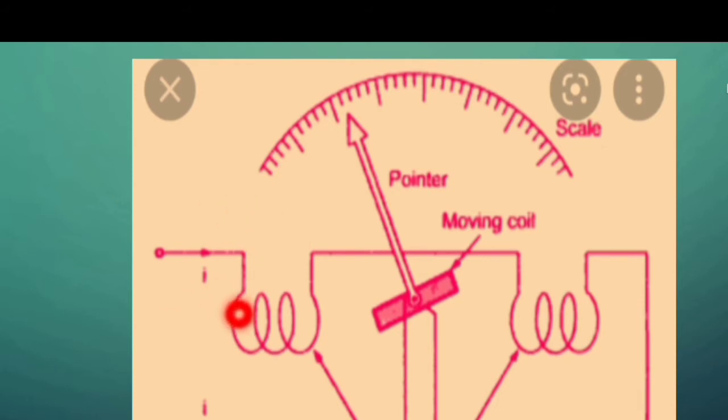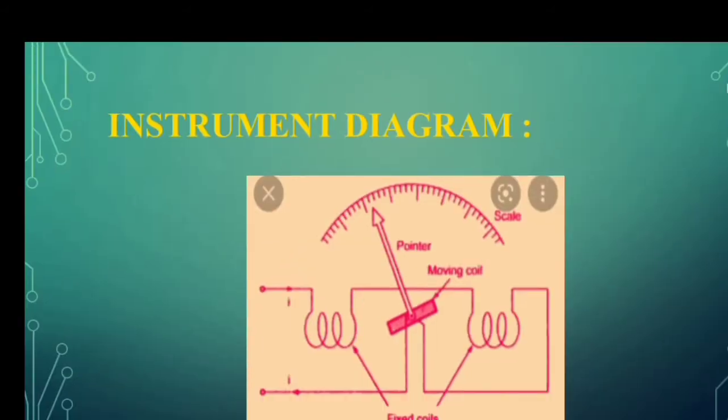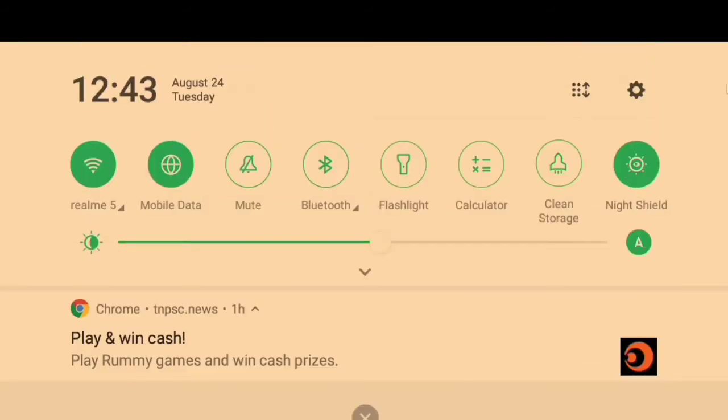So this is the working of this instrument, and we can make use of these instruments for measuring currents, voltages, power. With a little bit of modification in this circuit, we are able to measure even power factor also. So this is about the working of this instrument. Now we shall see the torque equation of this instrument.